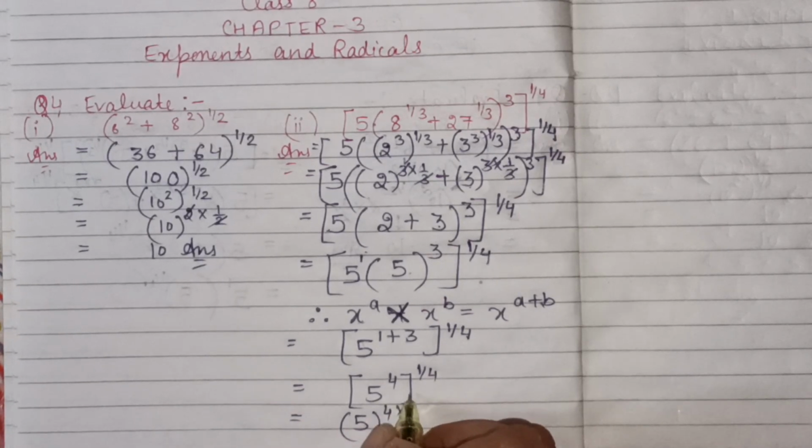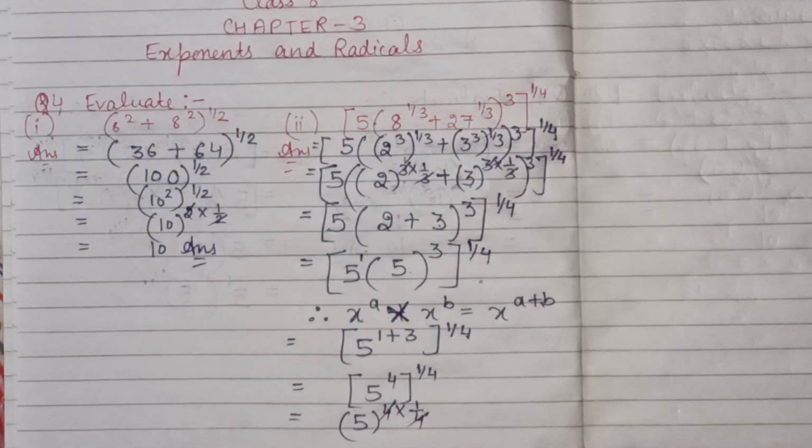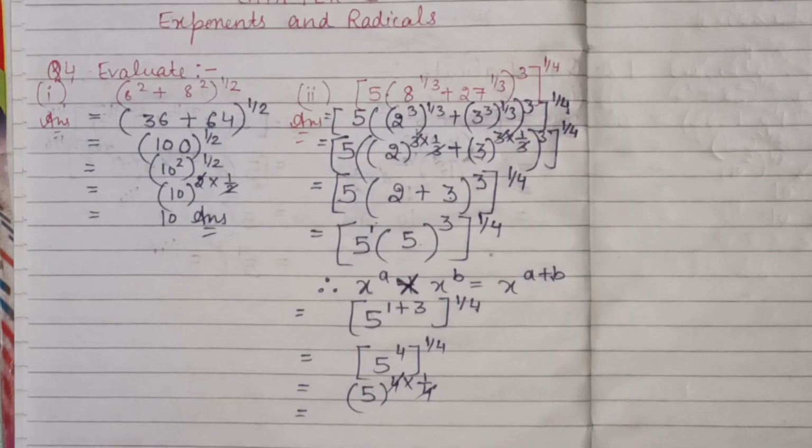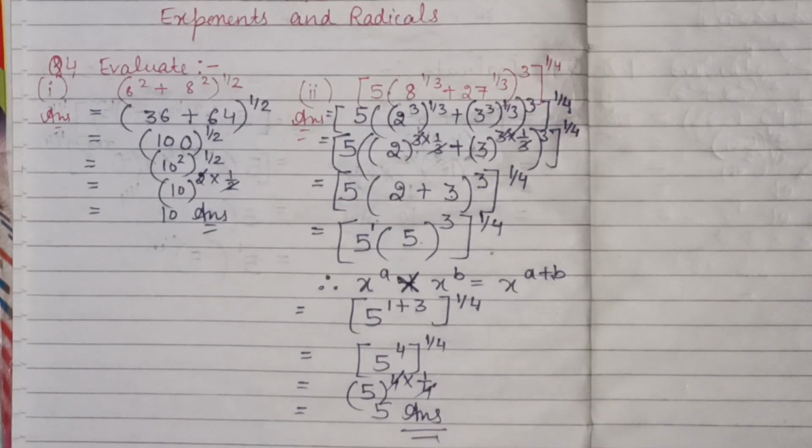I have removed the bracket from here. I write 1 upon 4. This 4 cuts this 4 here. So 5 raised to power 1 is equal to 5. So here 5 is our answer of this question. Very simple question. Now let's move to our part number 3.